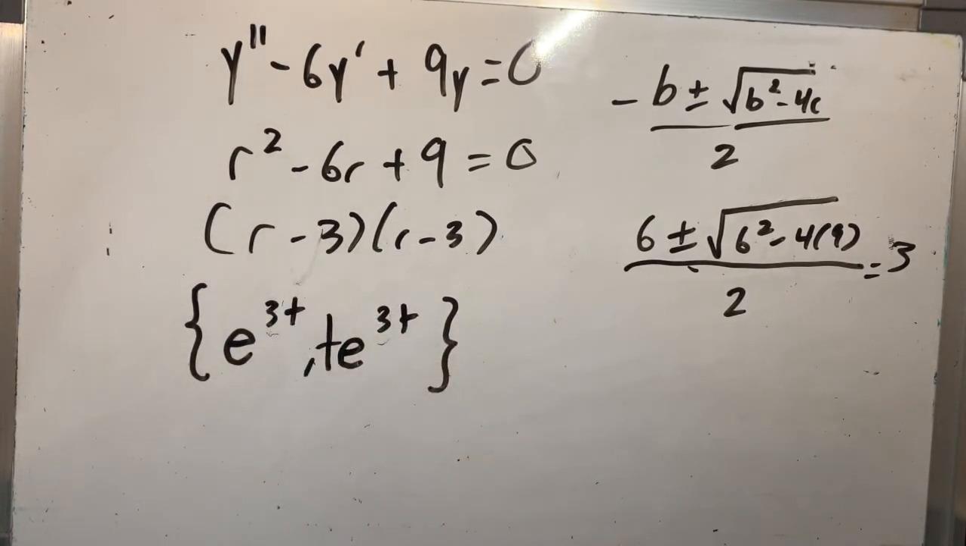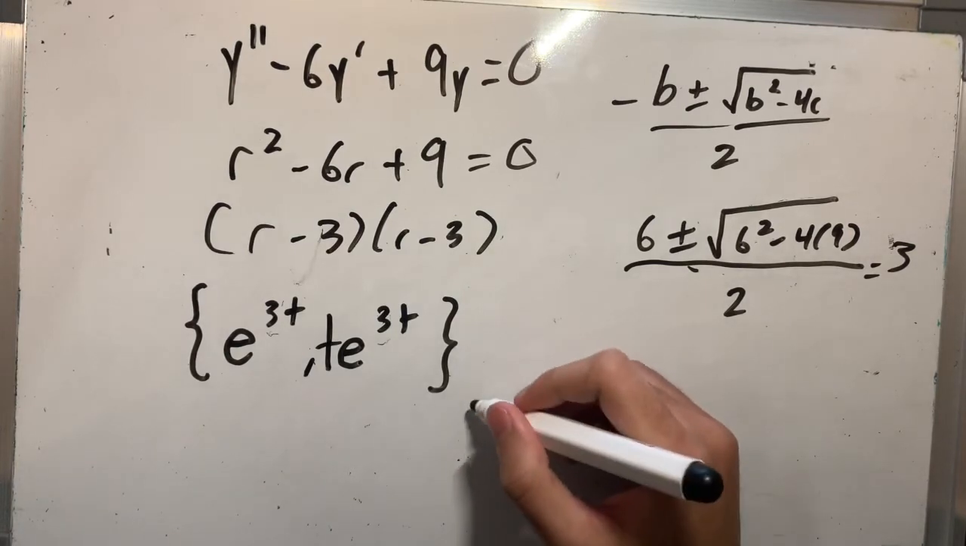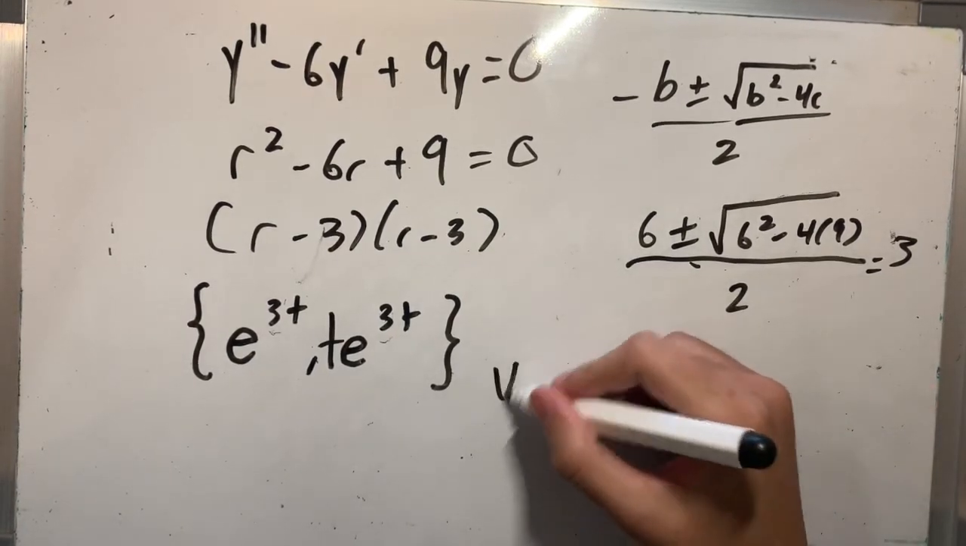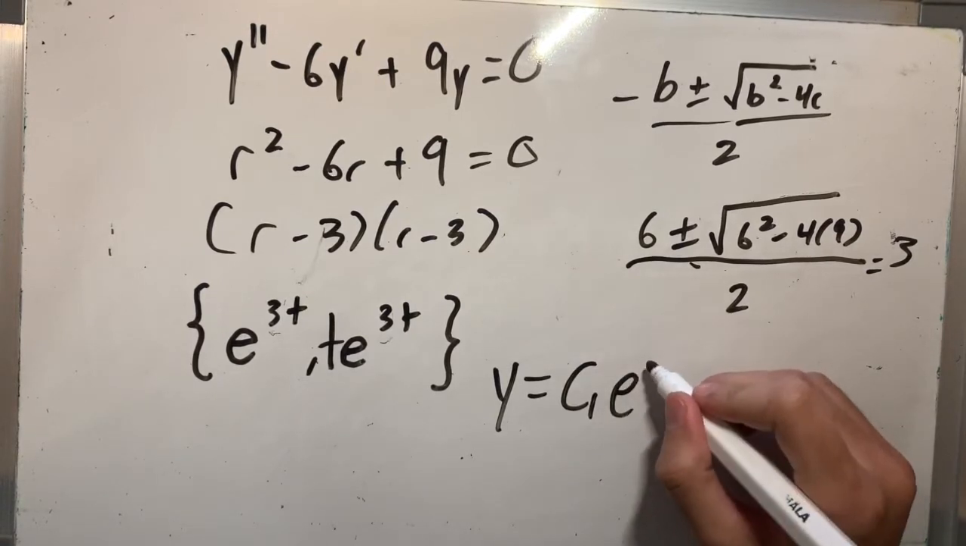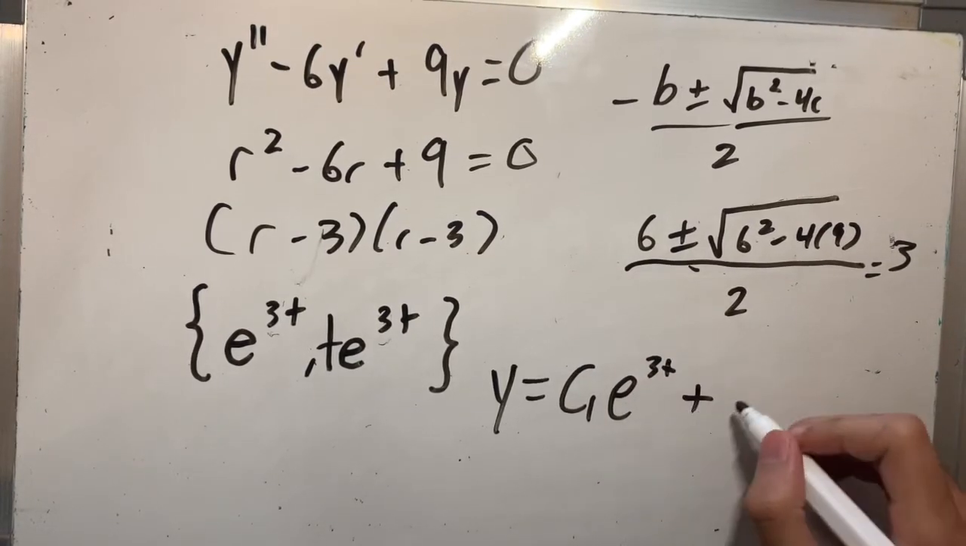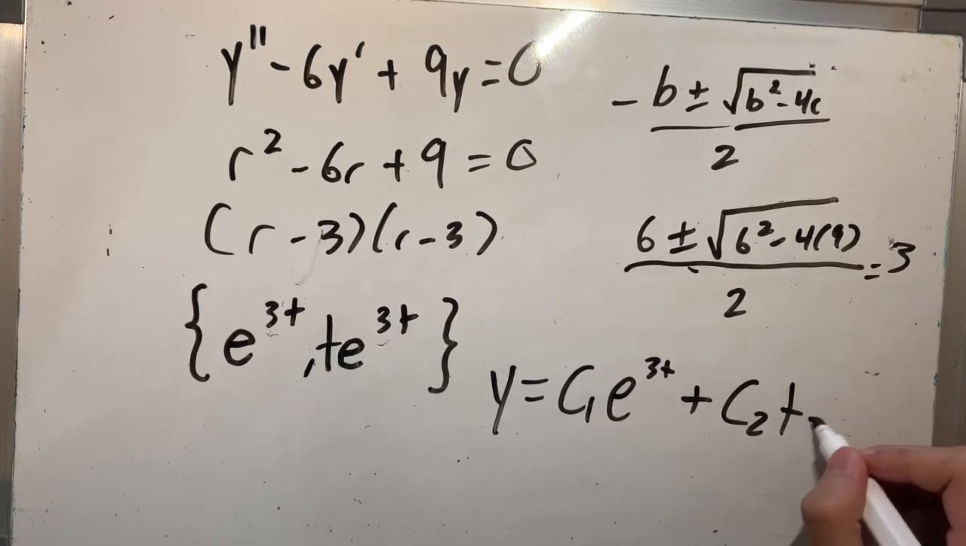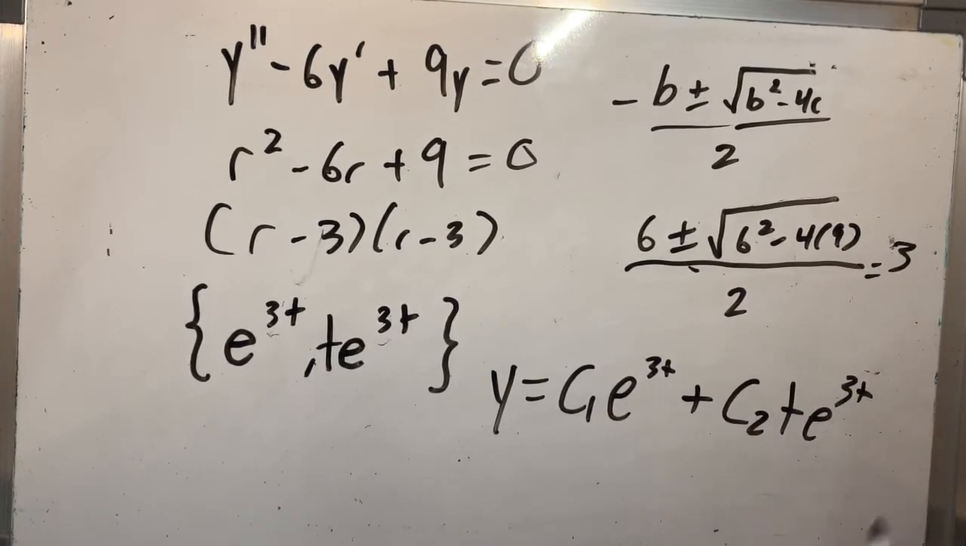And our general solution would be in the form of y is equal to c1 e^3t plus c2 t e^3t. That's our general solution.